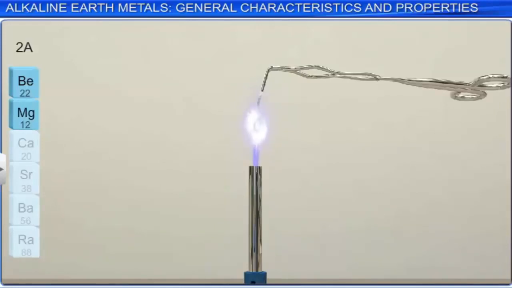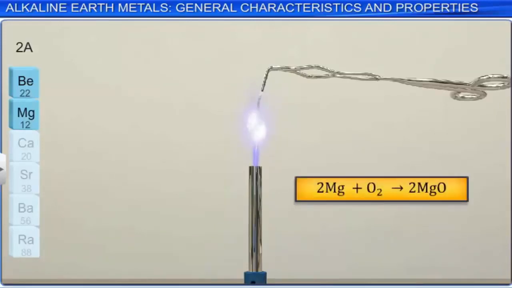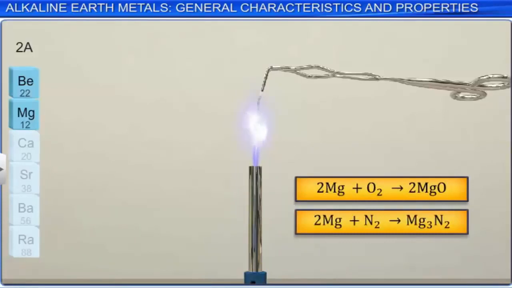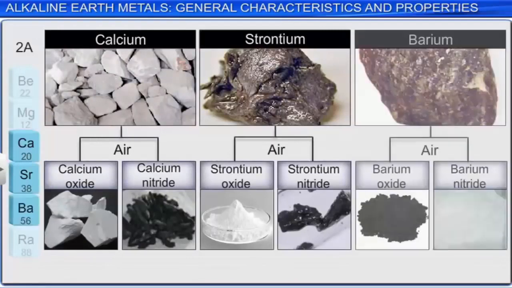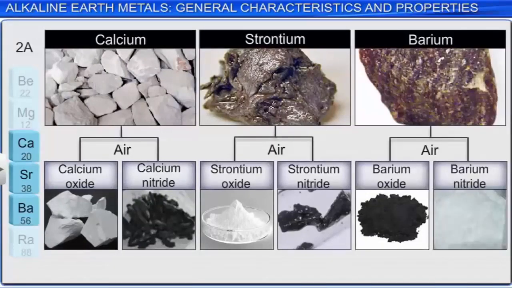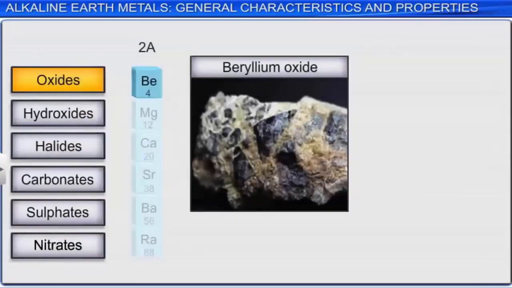Both the oxide and the nitride will form when reacting in air, as shown here in the reactions for magnesium. Calcium, strontium, and barium also react in air to form oxides and nitrides. Beryllium oxide is essentially covalent in character. It is an amphoteric oxide, meaning it can act both as an acid and as a base.